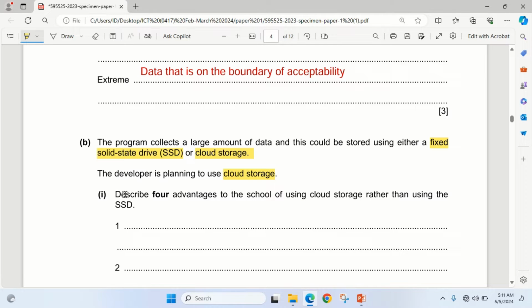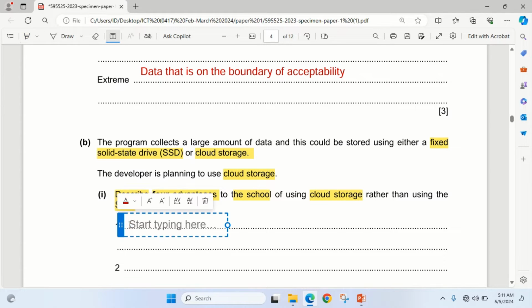Then the question says describe 4 advantages. The command word here is describe. Advantages to the school, not probably to the students, of using cloud storage rather than using the SSD. So having known the keywords from the question, then you begin to write, arrange your point and write correctly.